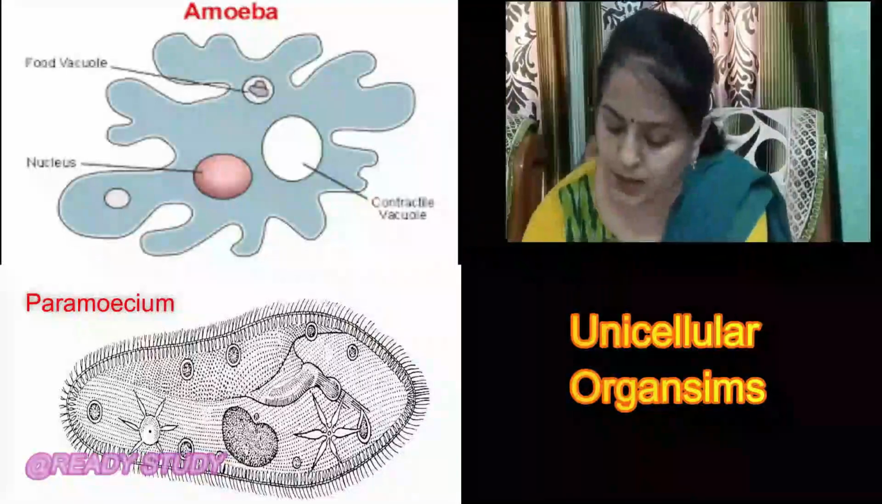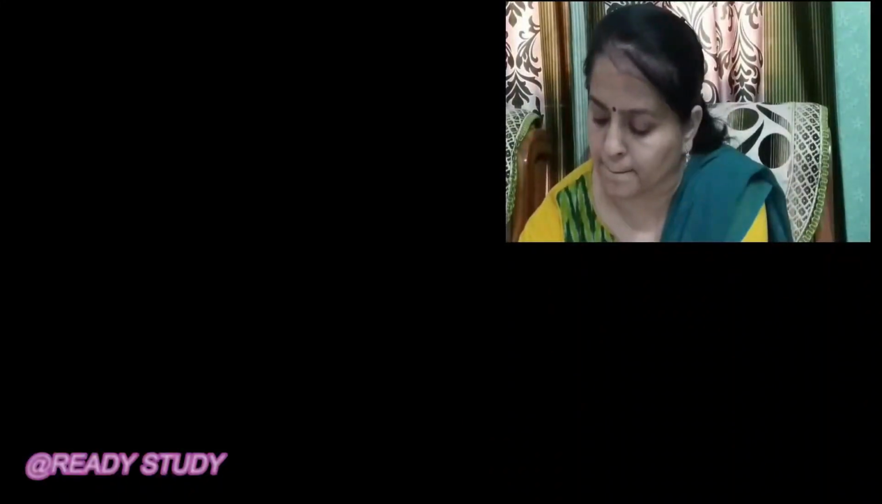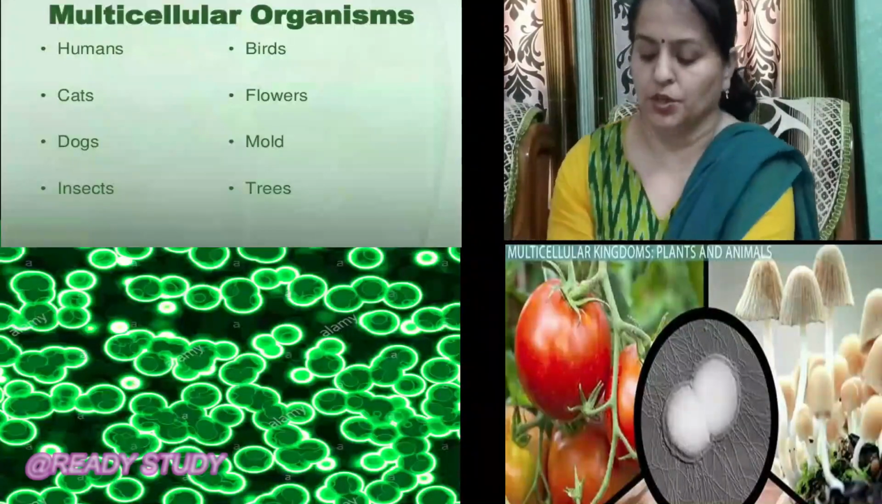Some organisms are made up of one cell. It means they are unicellular. And some are made up of many cells, or they are known as multicellular organisms. So there are two types, unicellular and multicellular organisms. The example of unicellular is bacteria, or any microscopic organisms we can take under unicellular, and in multicellular, all plants, animals, human beings, etc.